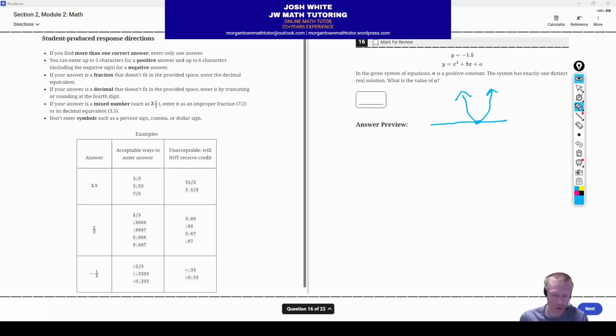So there's multiple ways you could think about this. Normally, with a system of equations, we set the two things equal to each other, so just replace this y with negative 1.5.